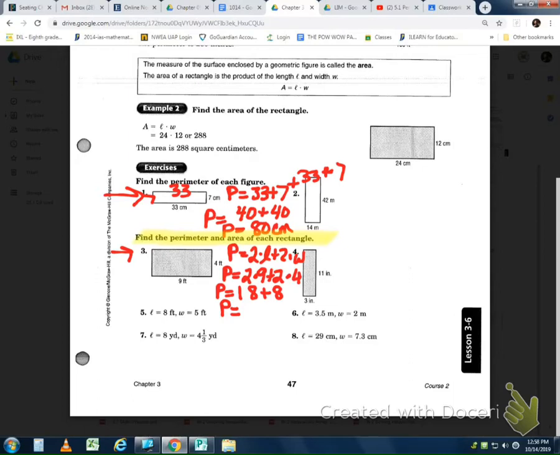26. And we would label it what? 26? No, look at the picture. Feet. 26 feet. Now we need to do area.